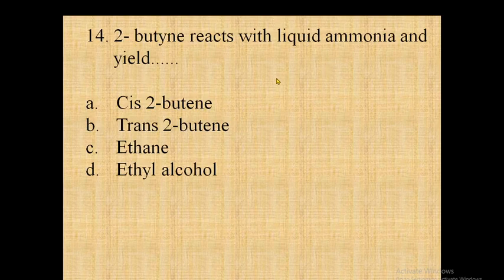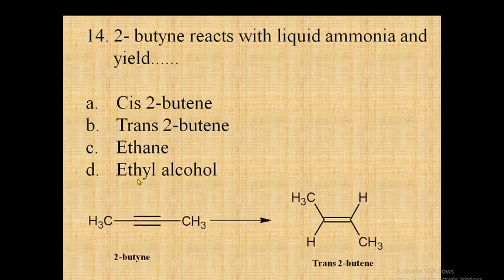2-butene reacts with liquid ammonia and yields what? Let's see the reaction. What will be the answer? Options are given here: cis-2-butene, trans-2-butene, ethane and ethyl alcohol. So here it is 2-butene when it is reacted with liquid ammonia. Here the addition of hydrogens takes place in trans fashion. It involves the electronic mechanism, and therefore the addition will be anti-addition. So trans-2-butene will be the product. So option B will be correct.